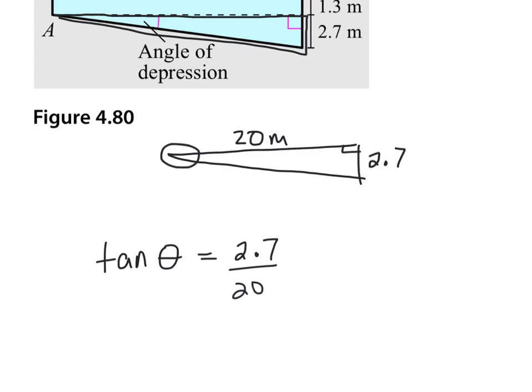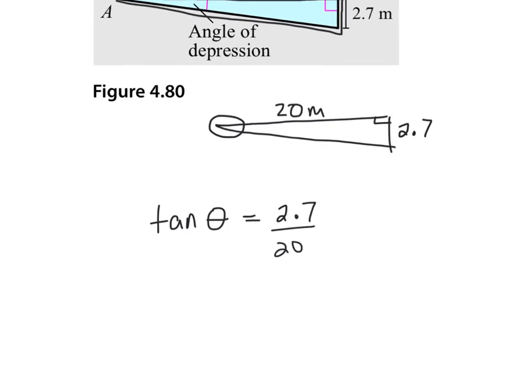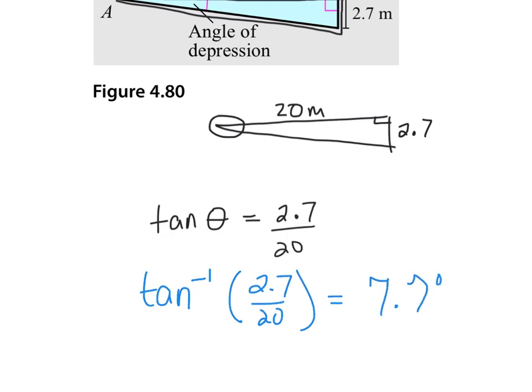I'm looking for the angle. I'm looking for theta. So in my calculator, what should I type in? Arctan, or second tangent. Tan negative 1. And then put in 2.7 divided by 20. What do you guys get? 7.7 what? Degrees. That should make sense.